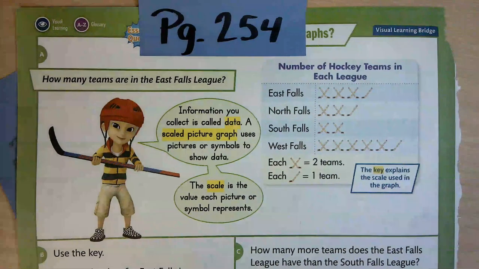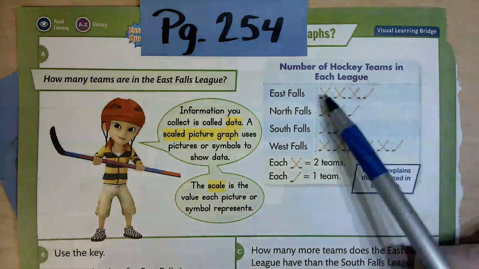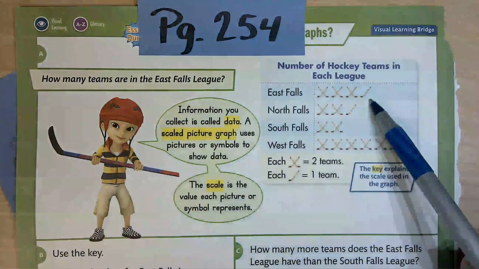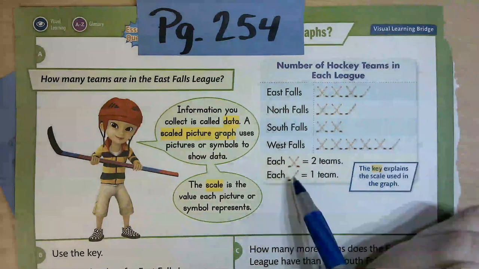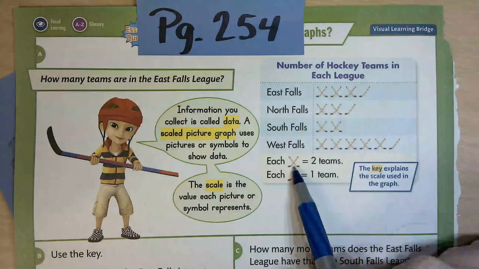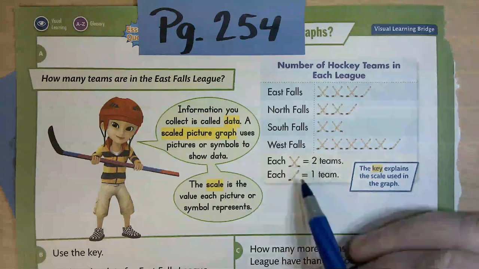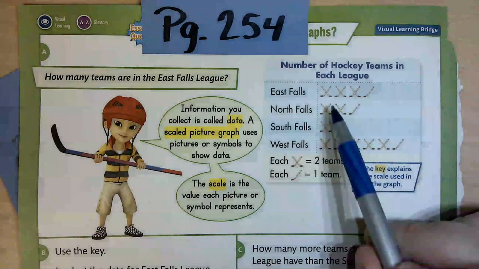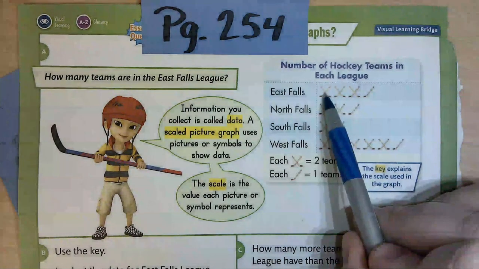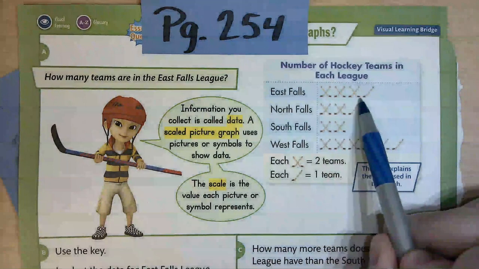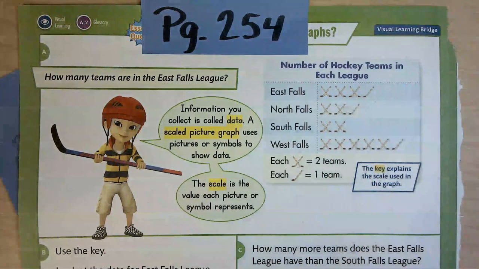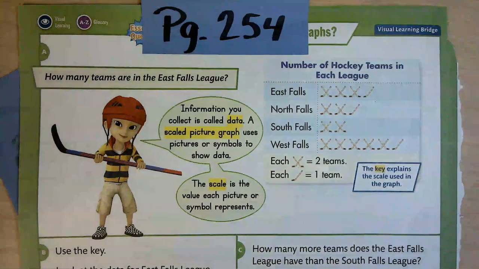So the original question was, how many teams are in the East? Well, I see here that I've got 2 hockey sticks together, and then this other one over here. How could I figure that out? Well, I look down here and say, oh, 2 hockey sticks equals 2 teams, and 1 hockey stick equals 1 team. So that means I can skip count by 2s whenever I see this. 2, 4, 6, and then there's 1 more, so 6 plus 1 more is 7. All right, so how many teams are in the East Falls League?